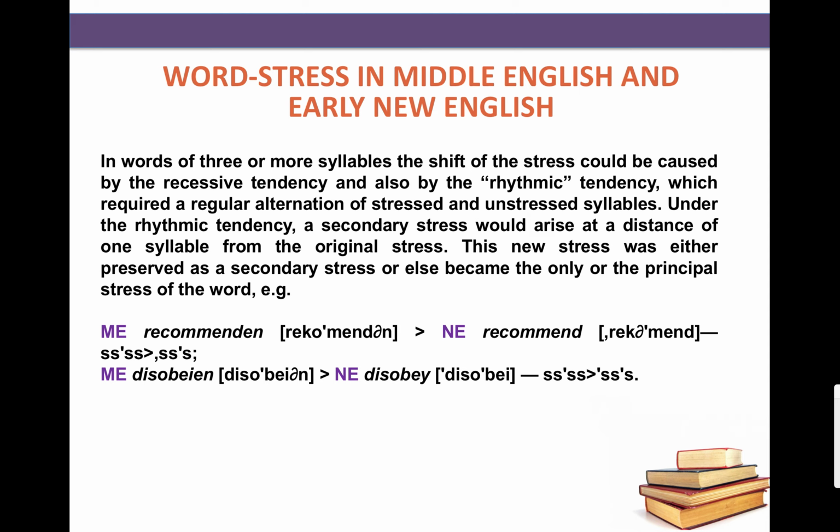Under the rhythmic tendency, a secondary stress would arise at a distance of one syllable from the original stress. This new stress was either preserved as a secondary stress or else became the only or the principal stress of the word. For example, in Middle English, recommendant changed into recommend in New English.